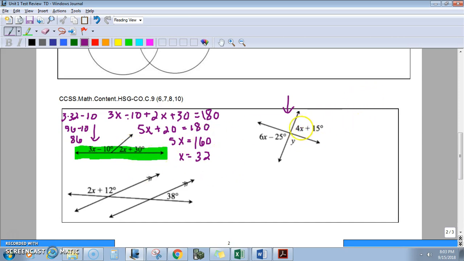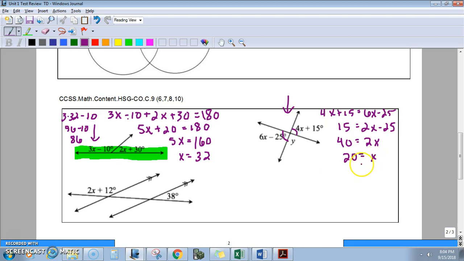All right, over here, these are what type of angles? I hope you're thinking to yourself vertical angles, which means they are congruent, which means 4x plus 15 is equal to 6x minus 25. So let's get our x's on the same side. I'm going to subtract 4 x's from both sides. 2x minus 25. And then I'm going to add 25 to both sides. So 2x equals 25, 35, 40. So divide both sides by 2, x must be 20.